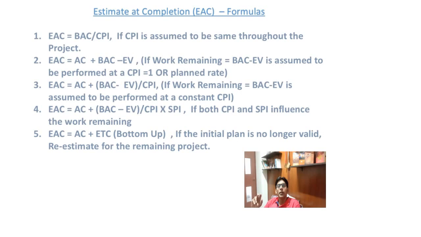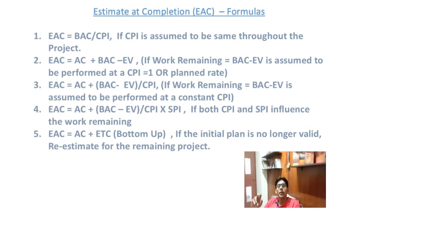Now the third formula for calculating estimate at completion is EAC is equal to AC plus (BAC minus EV) divided by CPI. Now for the third formula, the assumption is the work remaining, which is BAC minus EV, will be performed at a constant CPI.